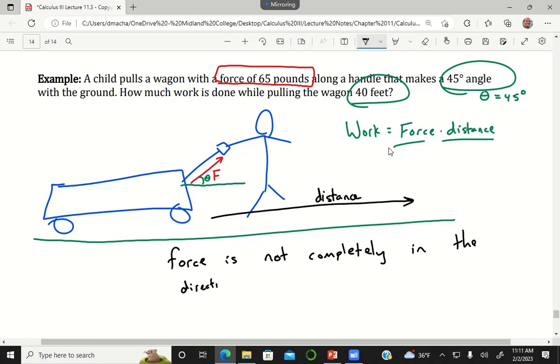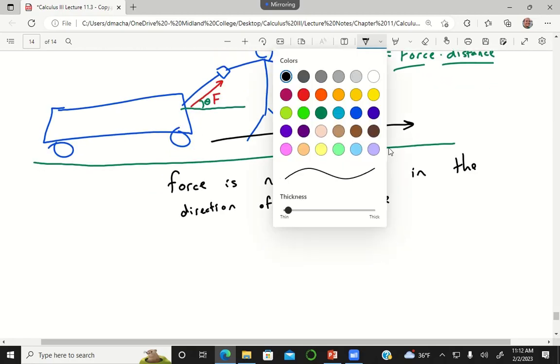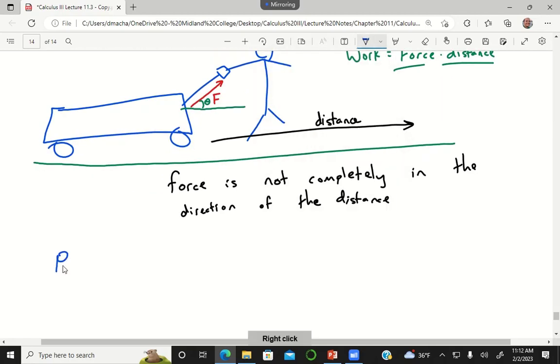And so what we're going to have to do in this case, for this type of physics problem, is say, I don't just need the total force, which is somewhat upward and somewhat horizontal. I just need the component of the force that is perfectly horizontal in the direction that we're pulling the wagon. So we need the projection. Yeah, exactly. So that's what we're going to do. We're going to say, I want the projection of this vector in the direction of the distance.